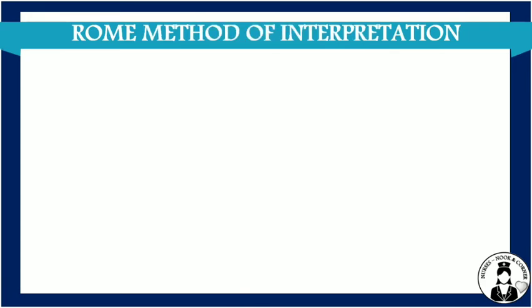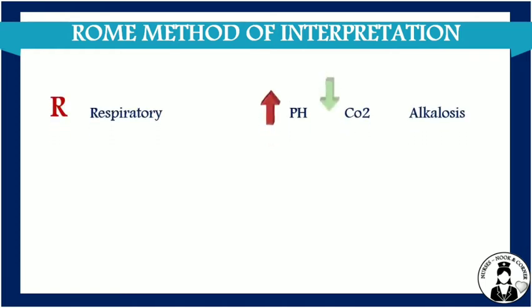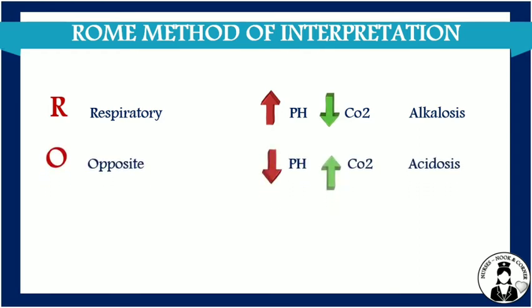So another method is the ROME method of interpretation. It is nothing but ROME, that is Respiratory Opposite and Metabolic Equal to pH. If pH is increased and CO2 is decreased, then it is respiratory alkalosis. In the same way, if pH is decreased and CO2 is increased, then it is respiratory acidosis, that is respiratory is opposite to the pH.